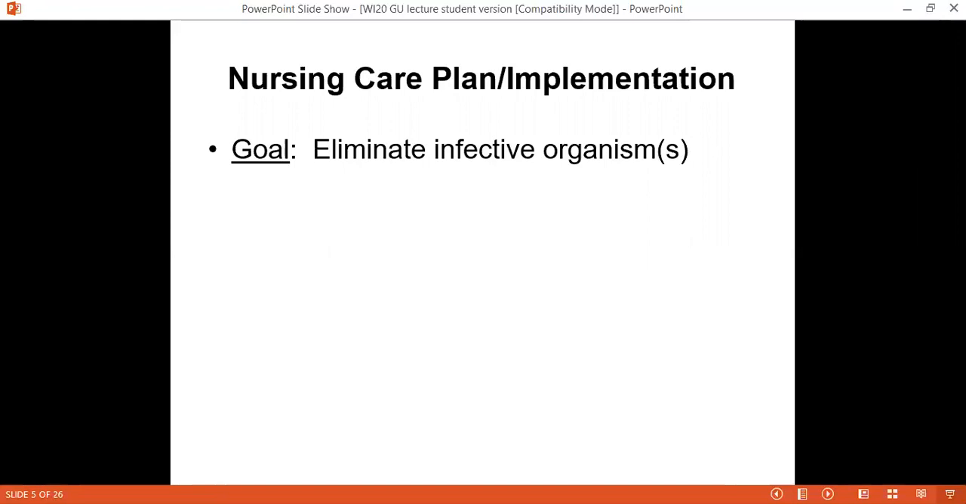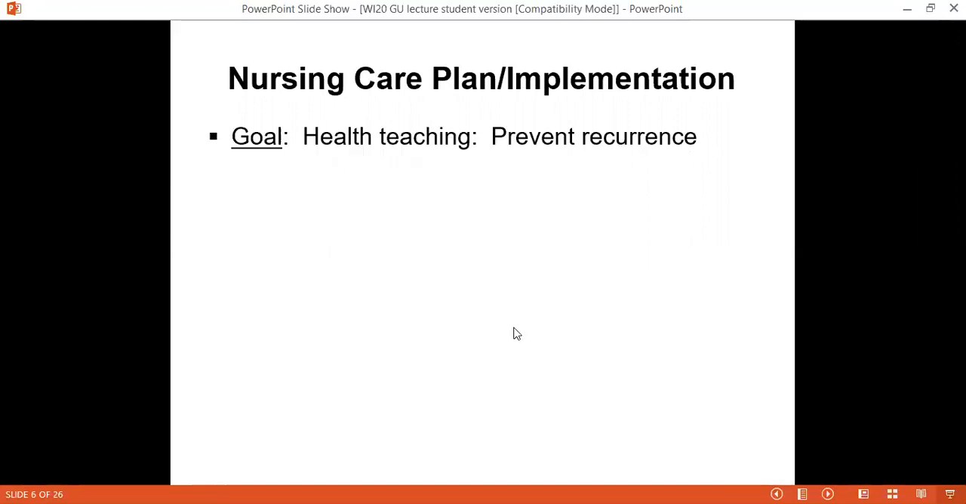The next thing that we want to talk about is health teaching, prevent recurrence. This is where we need to do some education. Again, depending on age, what type of perineal hygiene. Make sure they know how to clean properly. They should be wiping from the front to the back so they don't bring any organisms from the GI system into the GU system. They should avoid tight-fitting clothing. They should wear cotton undergarments. Encourage frequent voiding and emptying bladder completely.